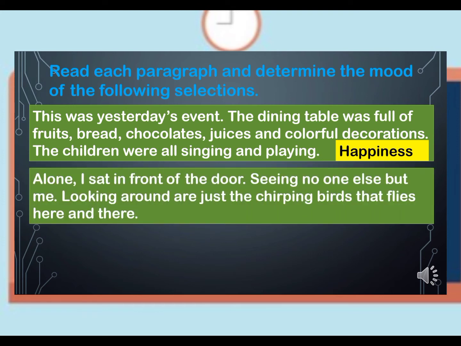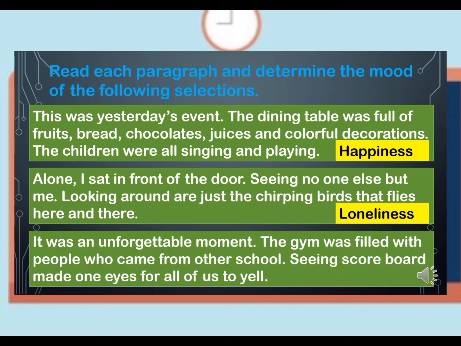For the second one: alone, I sat in front of the floor, seeing no one else but me. Looking around are just the chirping birds that fly here and there. We have a mood of loneliness because of being all alone. For the third one: it was an unforgettable moment. The gym was filled with people who came from other schools. Seeing the scoreboard made all of us yell. This is excitement, for it is the most awaited part. That is how we determine the mood.